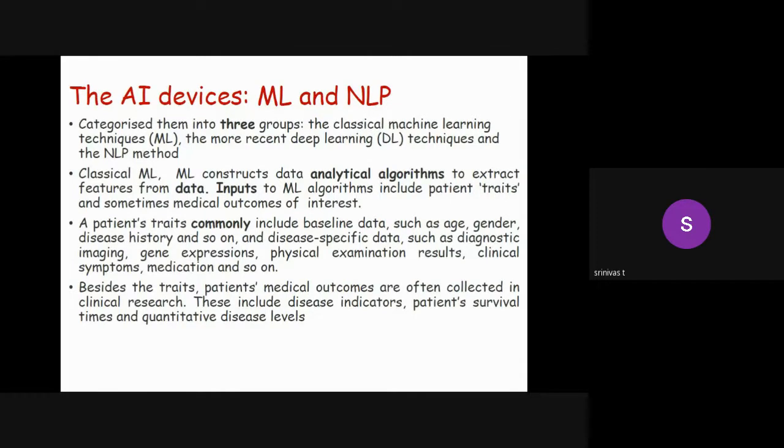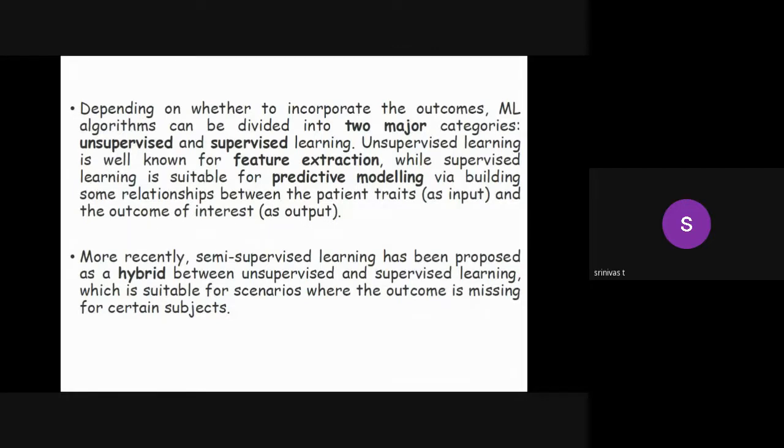Next slide, please. Depending on whether outcomes are incorporated, ML algorithms can be divided into two major categories: unsupervised and supervised learning. Unsupervised learning is well known for feature extraction, while supervised learning is suitable for predictive modeling. So we normally use unsupervised learning for feature extraction, and supervised for predictive modeling. We are building a relationship between the patient traits as inputs, which we already saw in the previous slide, and the outcome of interest.